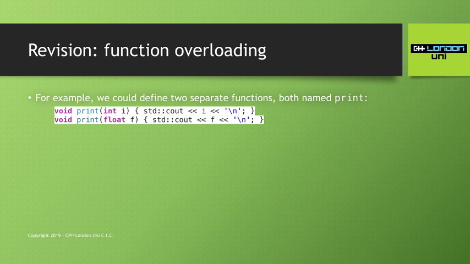So to show you what I mean by this, here I've got two functions. They're both named print. They both, in this case, return nothing. But their parameter lists differ. The first function takes one parameter of type int, and the second function takes one parameter of type float. So as far as C++ is concerned, these are different, distinct functions. They have the same name, but because their parameter lists are different, these are two separate, distinct functions.